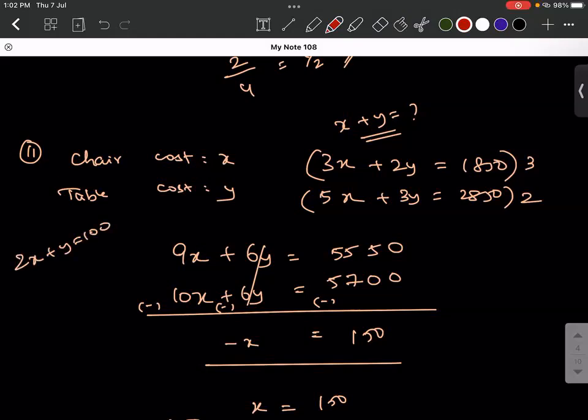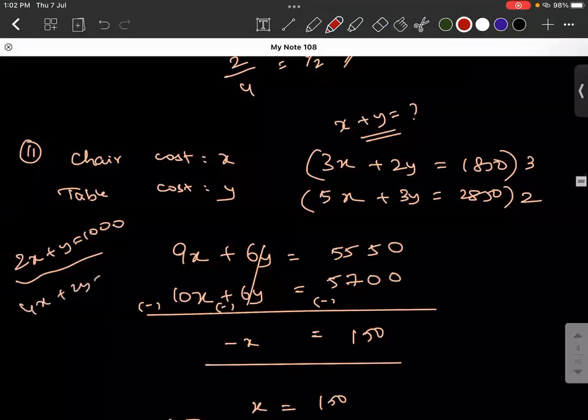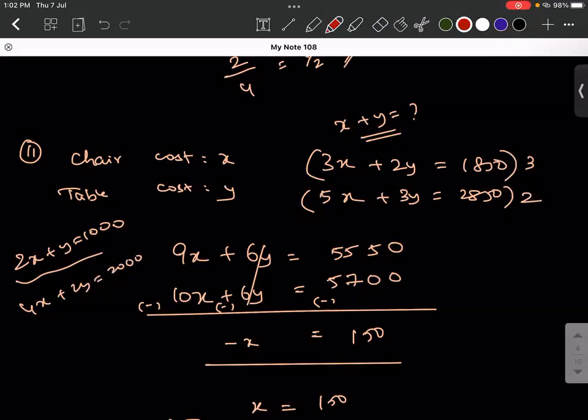Oh, 2x plus y is equal to 1,000. Okay. But there is no common multiple here. No, but it's a simpler one for me. Yeah. So 2x plus y is equal to 1,000. How did you arrive at that 850? 2x plus y is equal to 1,000, 4x plus 2y is equal to 2,000. Okay. And then I separate.